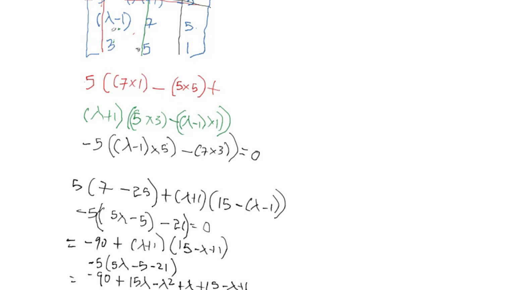Then for the last part, minus 5 times 5 lambda is, we are having minus 25 lambda. Minus 5 times minus 5 is plus 25. Then lastly, we are having minus 5 times 21. Minus 5 times 21 is plus 105.